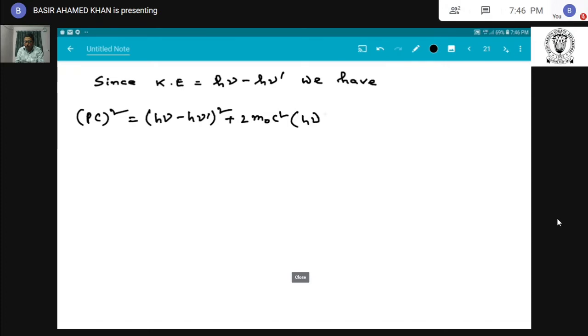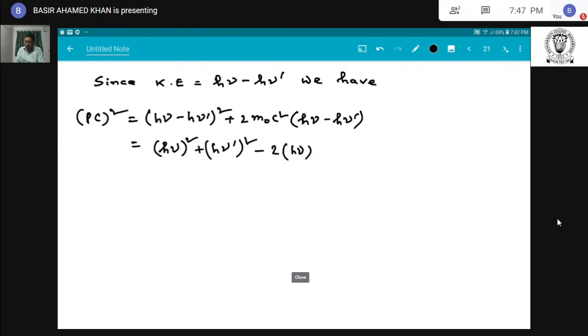That means h nu minus h nu prime, or (h nu) square plus (h nu prime) square minus 2 h nu into h nu prime, plus 2 m0 c square (h nu minus h nu prime).